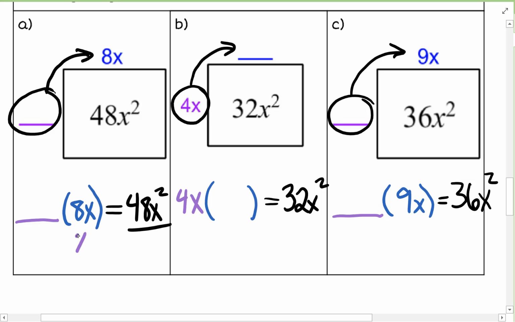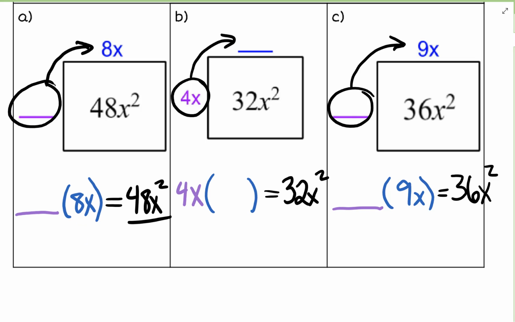I only see an x here. Okay, this is not an x squared, this is just an x. Technically, it's x to the power of 1. So I know my width has to have an x in it. That way, x times x results in x squared. Now let's look at the numbers.